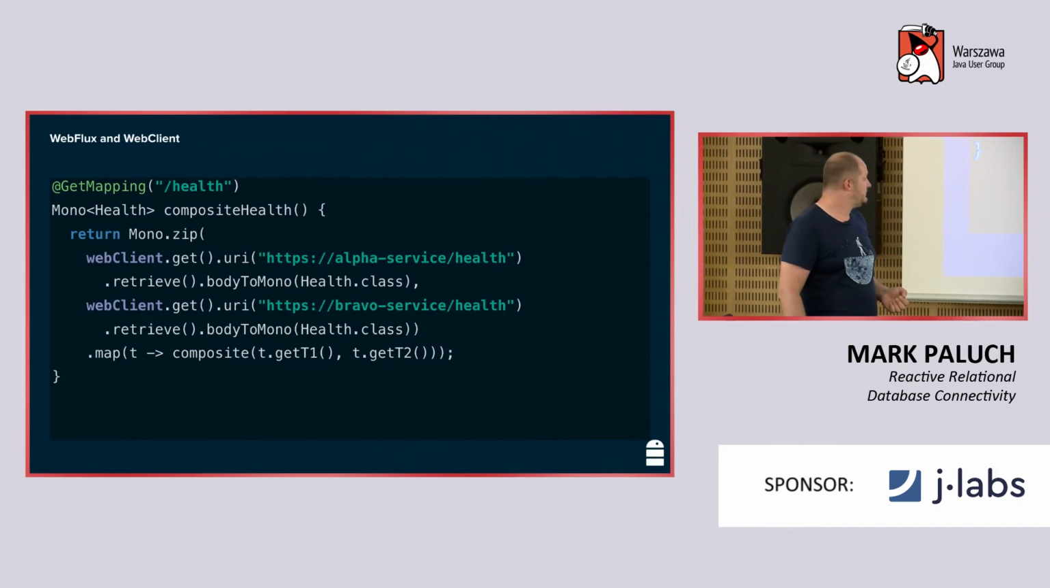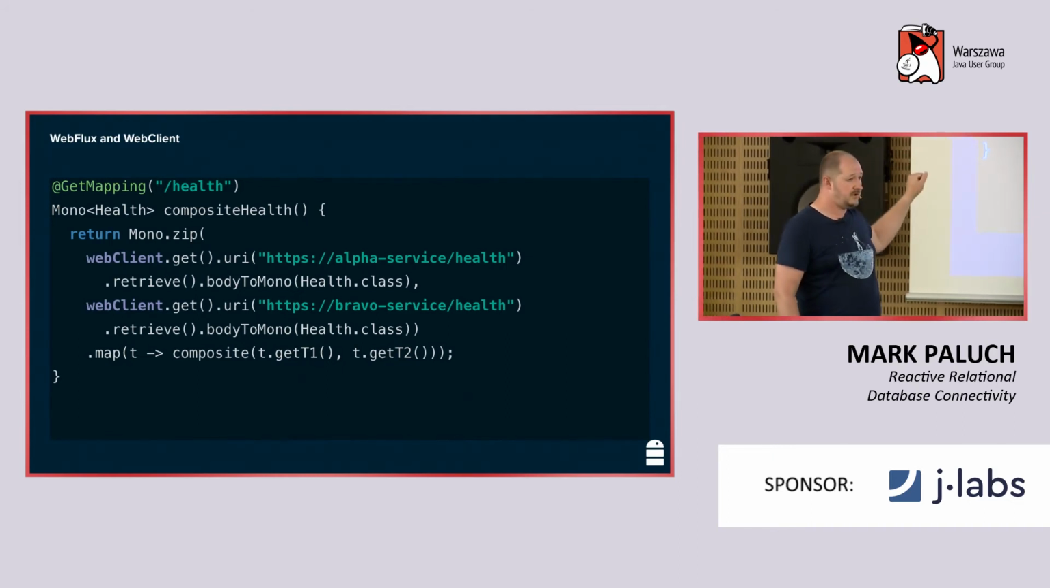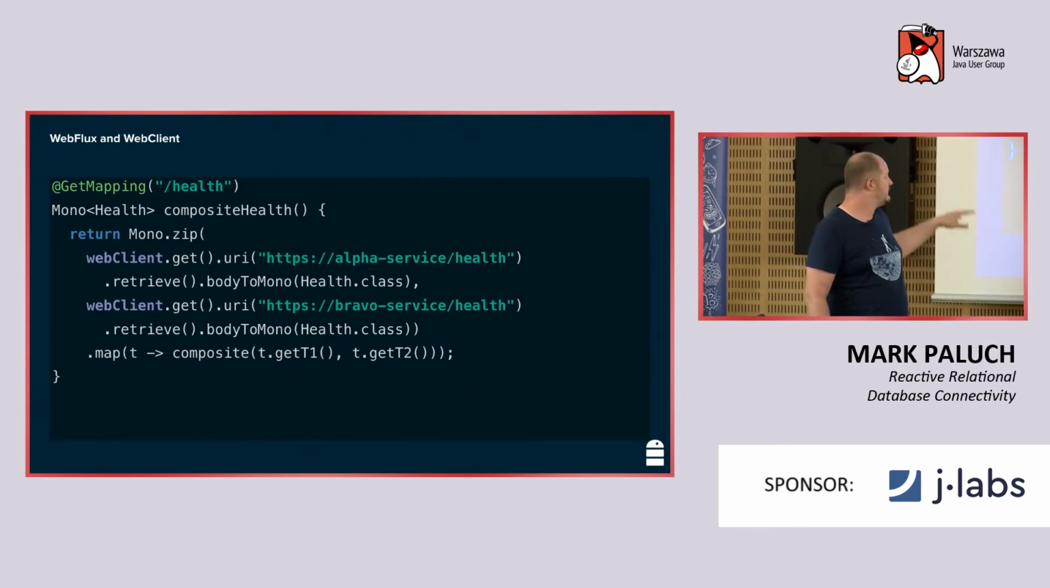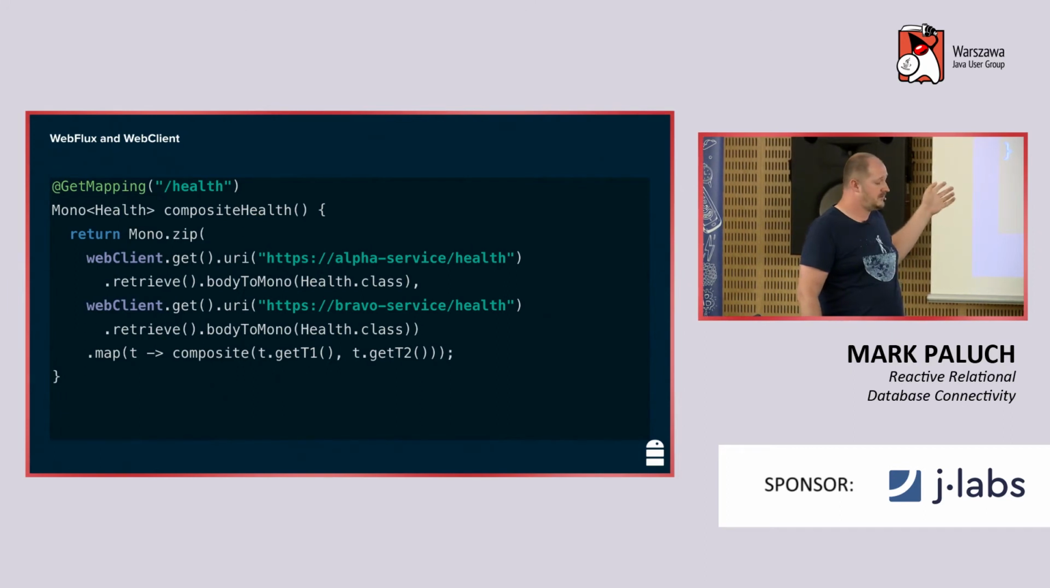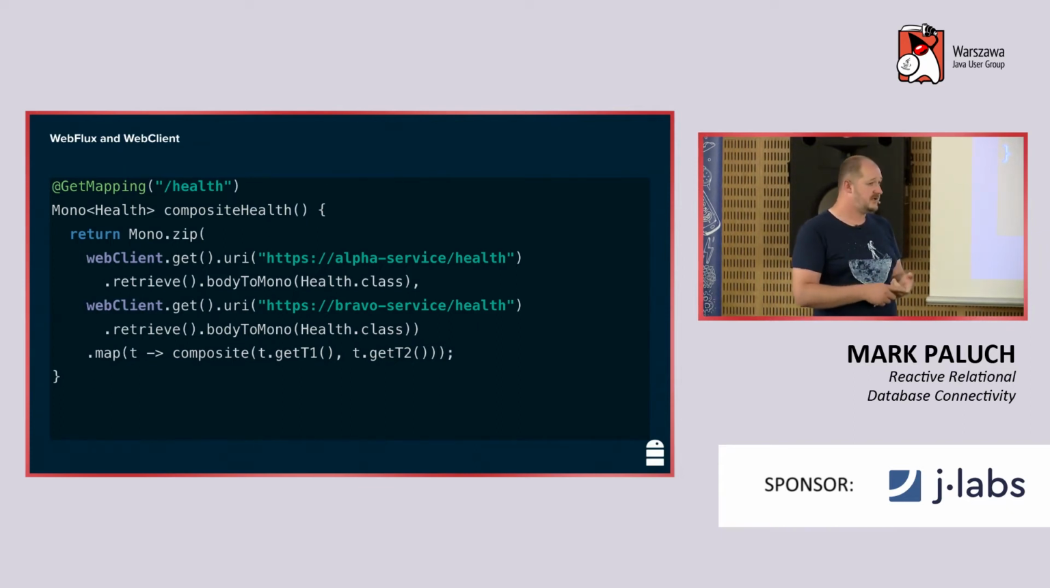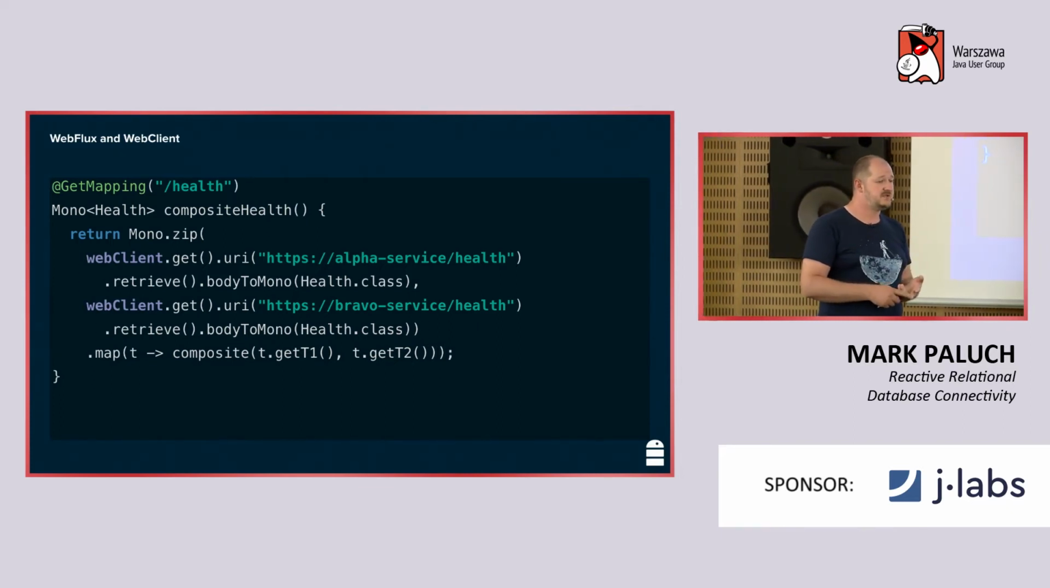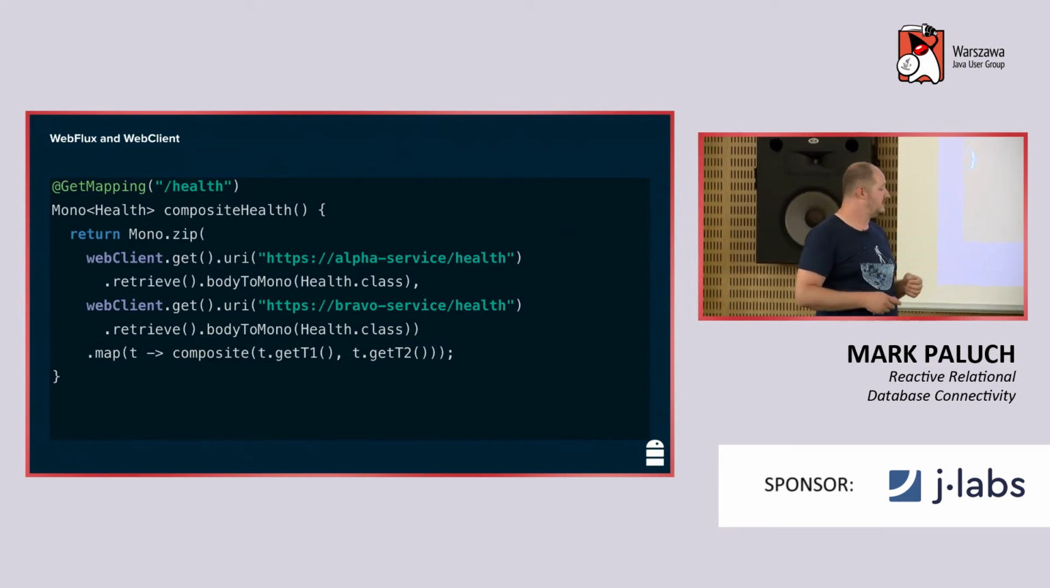Now, what do we do here? We are working in a Spring scenario. We have a controller method that is using Spring's web client. This is the functional web client. And what it basically tells is, I want to have a GET request to the alpha service, to the health endpoint, and marshal, please, the result as health object.